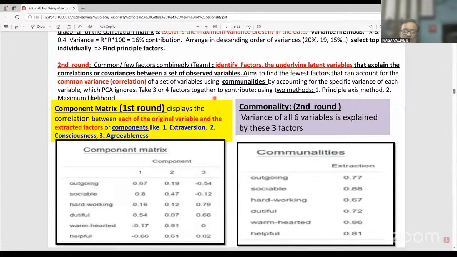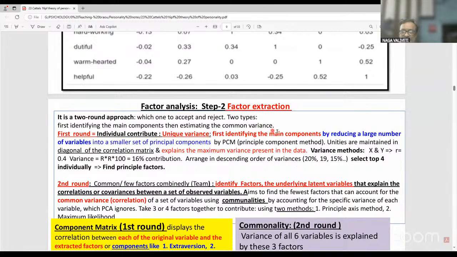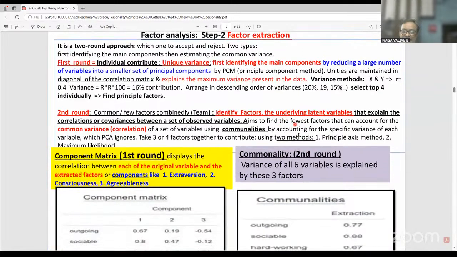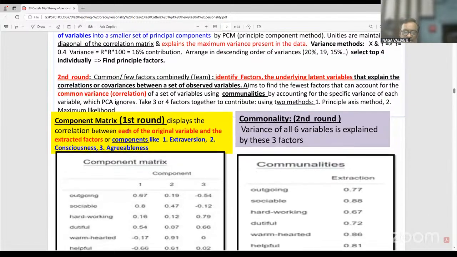Now in the second round, what happens? Here we identify the internal variables. Here is elimination, finding the internal motives which are driving the outside behavior. This is communality. Communality is taking all the points at a time. Whatever variables you have collected, all 6 variables will be analyzed again through the rotation method. Here it is the common variance, how all together are contributing to the common variance.